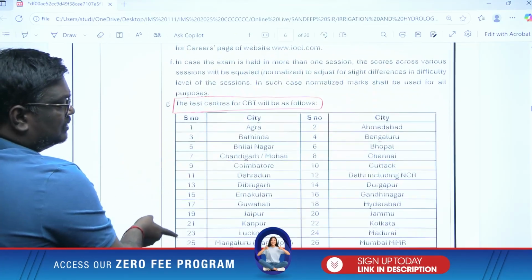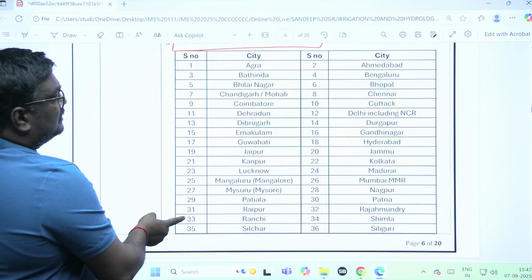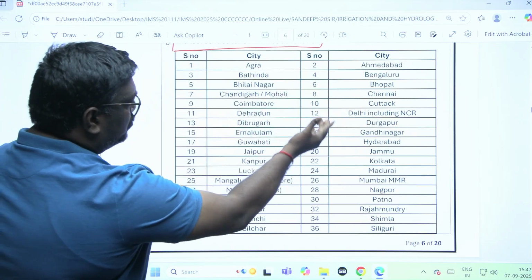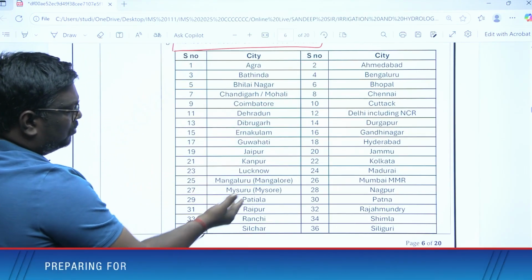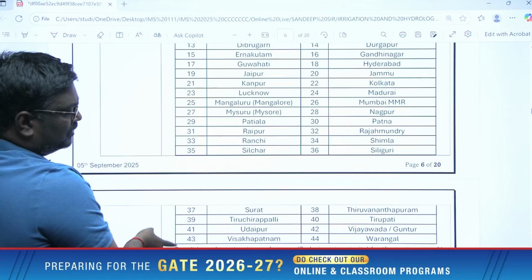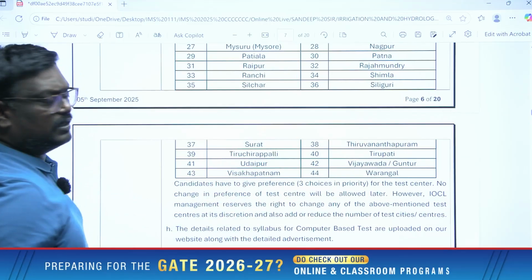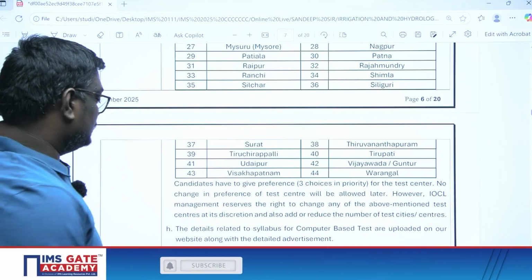These are the test centers. Almost 36 centers are there: Agra, Ahmedabad, Bangalore, Bhopal, Chennai, Cuttack, Ernakulam, Lucknow. We have the distribution of centers, and almost 44 centers are there. We have centers in all the prominent cities in India.